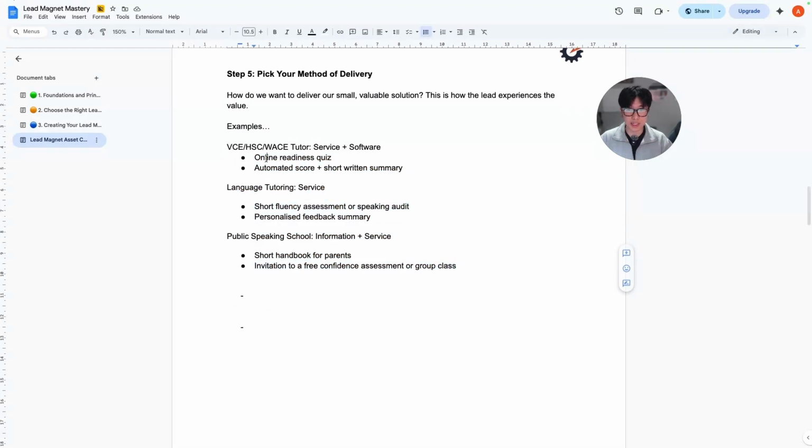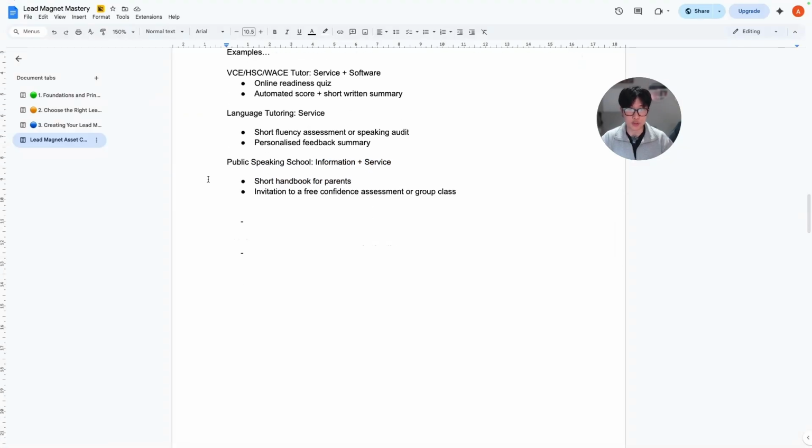So we have a few examples here, like the online readiness quiz that links to an automated score and a short written summary, which falls under service and software. You can have multiple forms of delivery if you'd like: information and service, service alone. It's up to you. Take your time, pause the video and do that now.